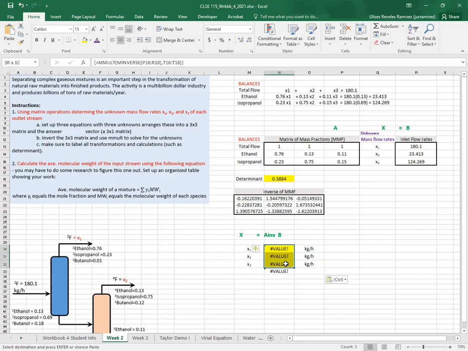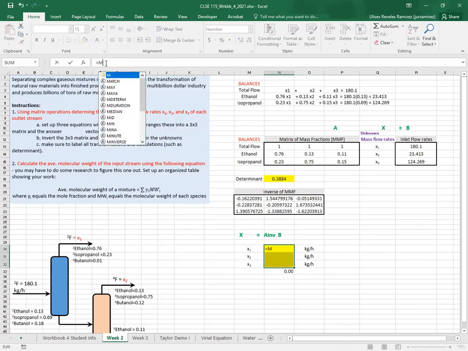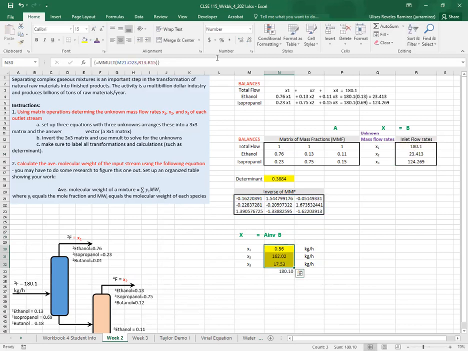Okay, let's add them here. So this is going to be a multiplication, equals, the matrix multiplication of the inverse matrix times the B vector. That gives me the solutions. That's the solution we are looking for, x1, x2, and x3.